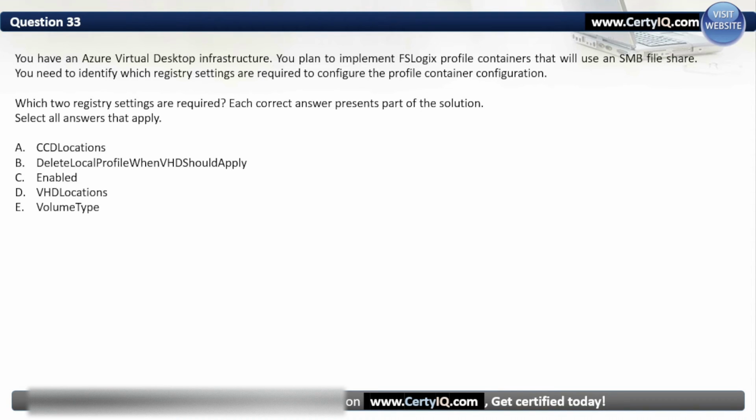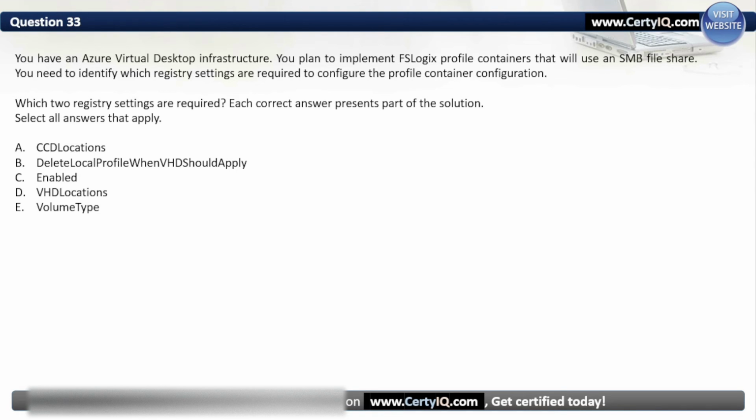Question 33. You have an Azure Virtual Desktop infrastructure. You plan to implement FSLogix profile containers that will use an SMB file share. You need to identify which registry settings are required to configure the profile container configuration. Which two registry settings are required? Each correct answer presents part of the solution. Select all answers that apply.